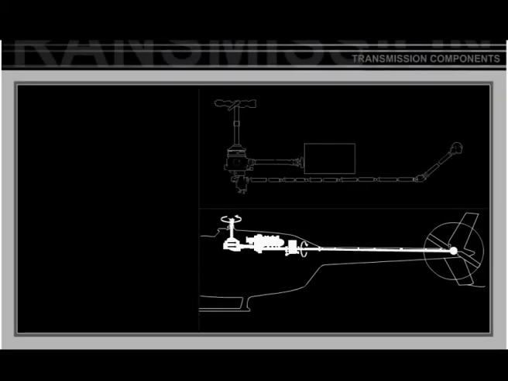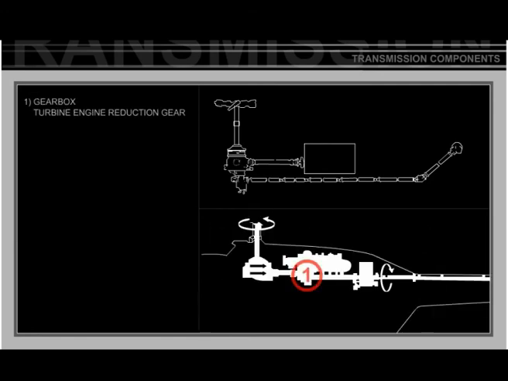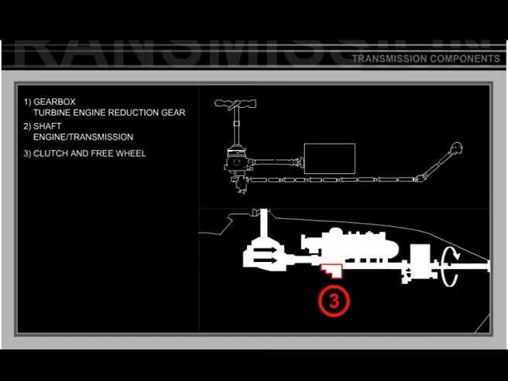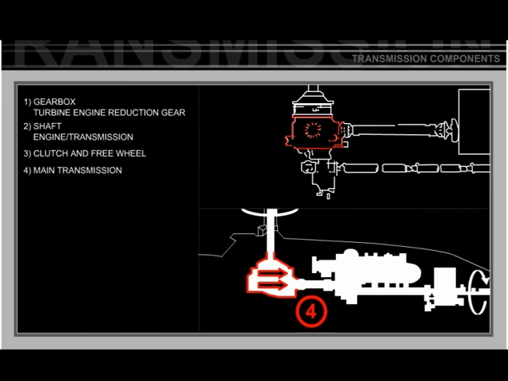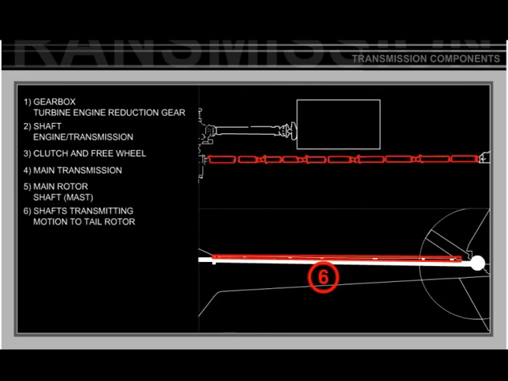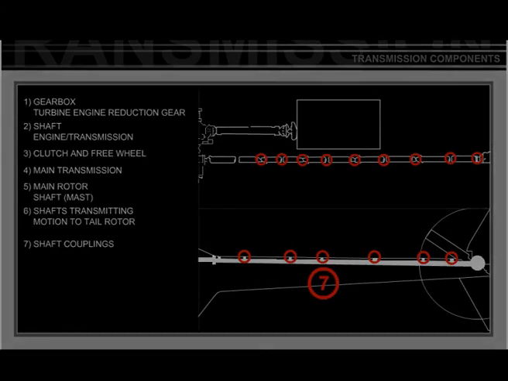transmission system of a helicopter are as follows. The reduction gearbox of the turbine engine, or engine group. The engine transmission shaft. The clutch and freewheel assembly. The main gearbox. The main rotor shaft, which is usually called the mast. The shafts that transmit motion to the tail rotor. The couplings of the motion transmission shafts.